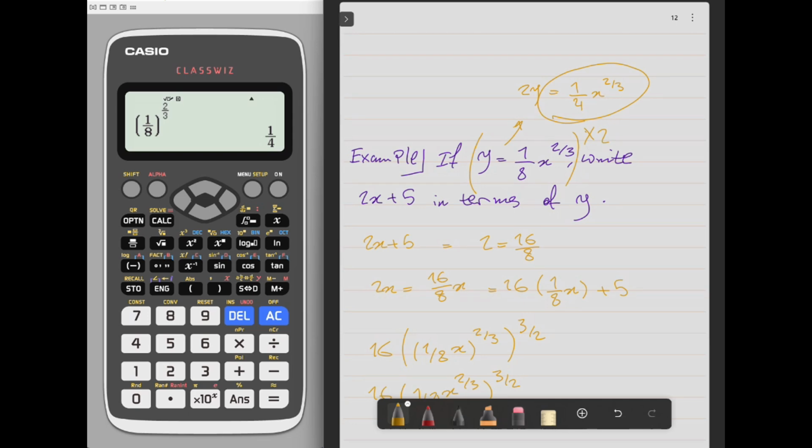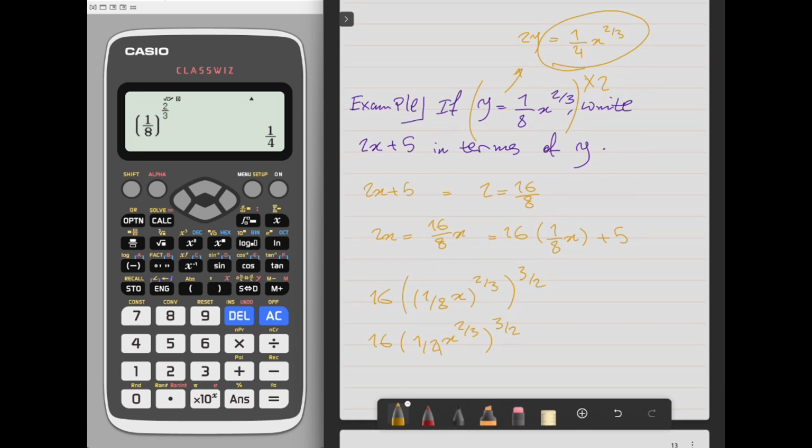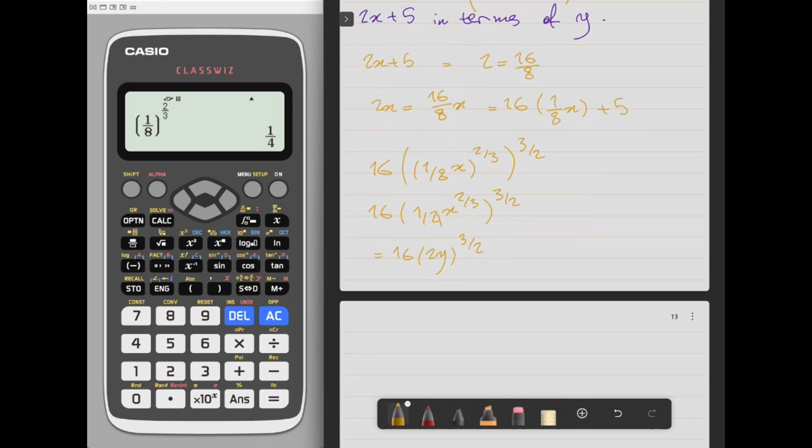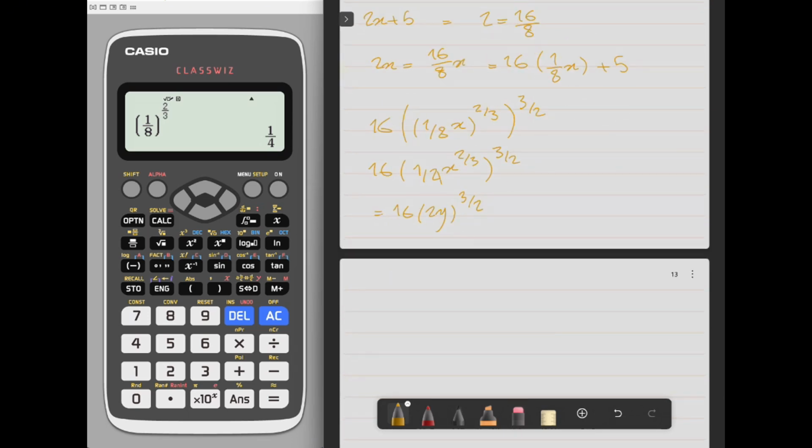Now I have 1 over 4 times x to the power of 2 over 3. That's perfect. What is it equal to? It is equal to 2y. So I write it as 16 times 2y to the power of 3 over 2. Perfect. And so, can I just use the laws of indices again? I can. I can write it as 16, 2 to the power of 3 over 2 times y to the power of 3 over 2, which you can write as 16 over root index 3 of 4. We do not know about the thirds.